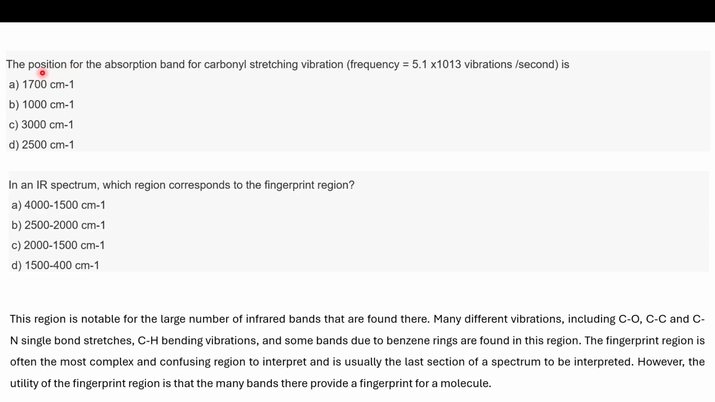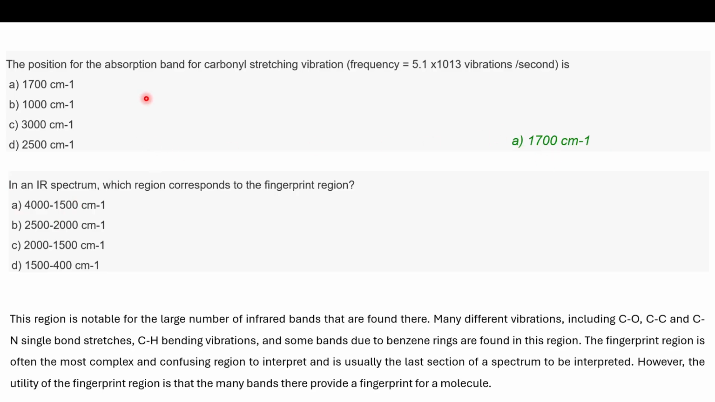Now, the question is asking for the wave number, the position of the absorption band for carbonyl stretching vibration. This is, I think, the same question. This is 10 to the power 13. If it's wave number, it's 1 by lambda, and that will eventually be frequency divided by the speed of light. Just make sure you are keeping the units the same in the numerator and denominator. So the correct option is option A.